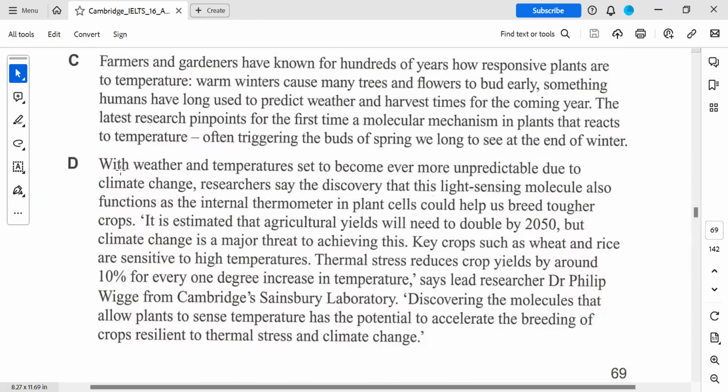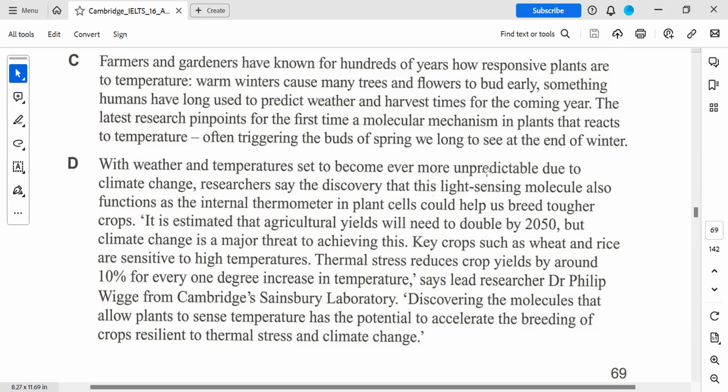People get scared because they have to read with weather and temperatures set to become ever more unpredictable. See, people read like that. Don't read one word. Weather and temperatures. Imagine quickly, weather means clouds should come. Temperatures means a thermometer should appear, or heat or sweat should appear. Set to become even more unpredictable. Unpredictable is like a wondering person: will it rain or not?